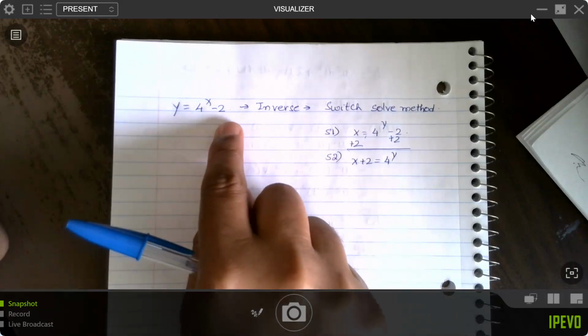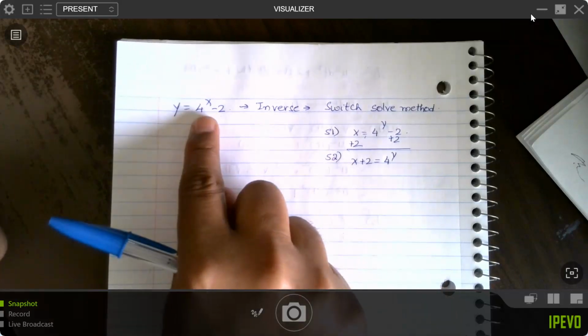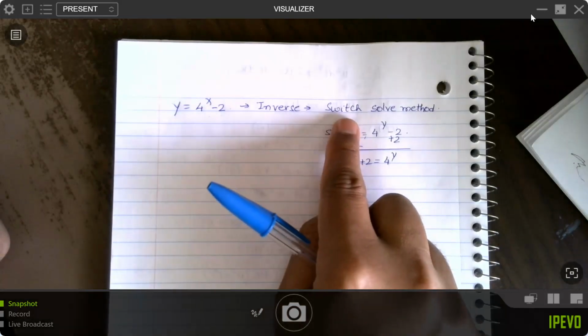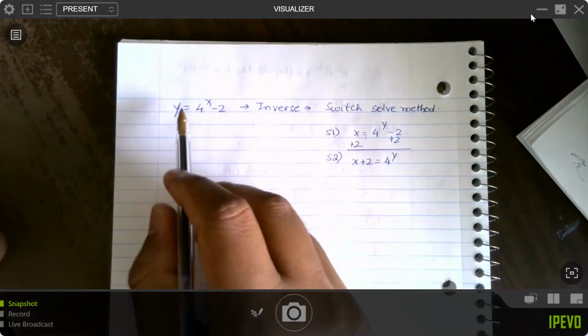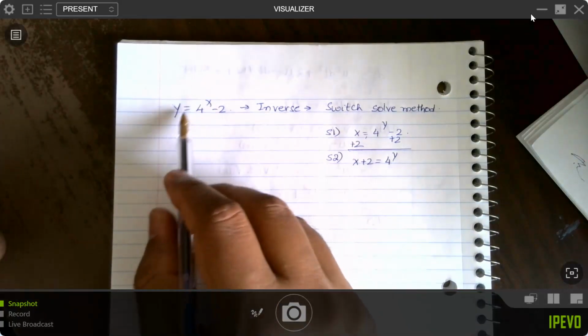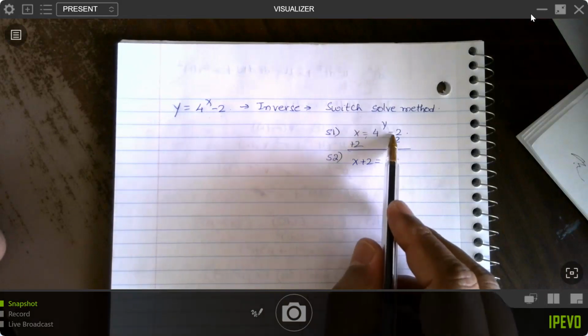So first let's go ahead and find the inverse of this function. In the previous class, college algebra, you must have studied the method called switch solve method. It is used to find the inverse of any function. So the first step involves switching x and y, or swapping out x and y. So you get x equals 4 to the y minus 2.